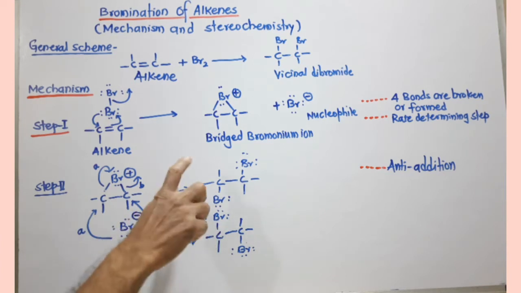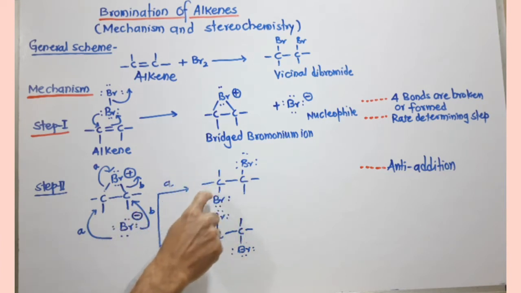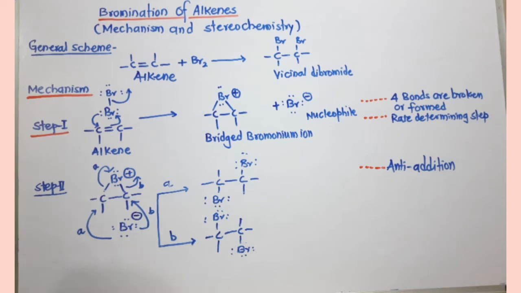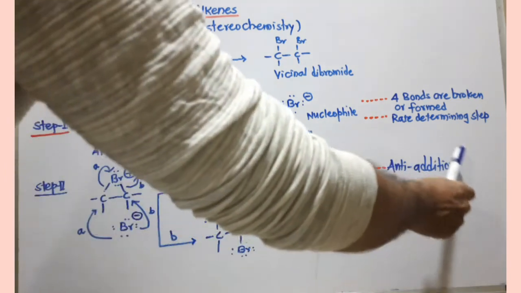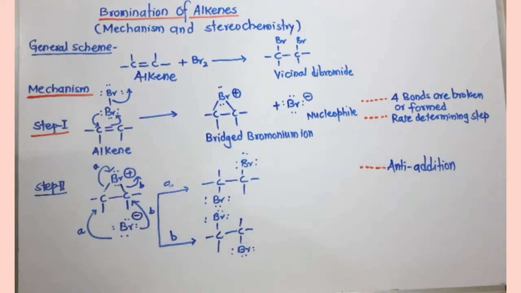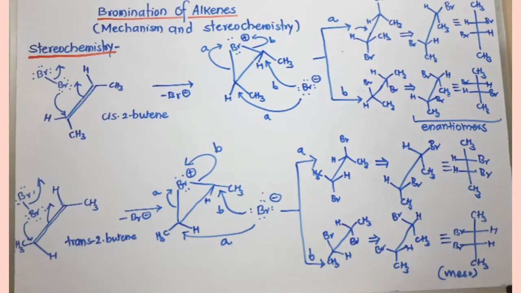So in this way, one Br is here and one Br is here. In fact, one Br is from one side and another Br is from another side. So because of this, the addition reaction is called anti-addition. So this is anti-addition. After the mechanism of the bromination of alkene, we are going to discuss stereochemistry.